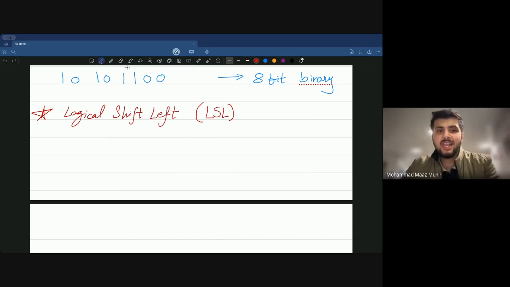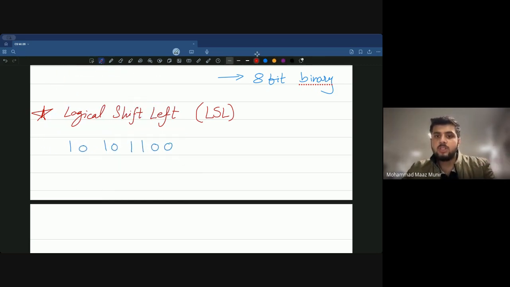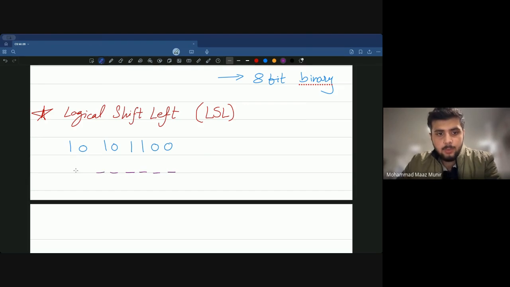Now, what's LSL? LSL means that if I have this specific binary, I'm going to ensure that every bit is shifted one place towards the left. If I make the same slots, I have a slot up here, then up here, one up here, and one up here. Starting from the most right hand side, this 0 is going to go up here. This 0 is going to go up here. This 1 is going to come up here. So we are shifting every bit one towards the left.